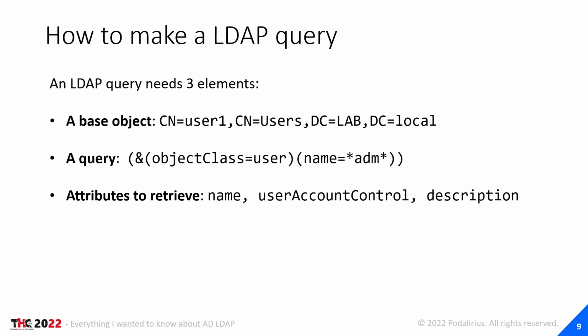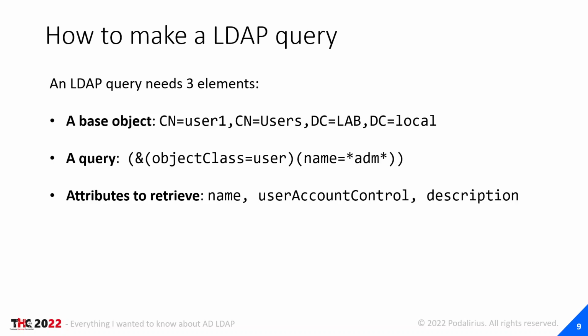And the third thing of an LDAP query is the attributes to retrieve. For example, name, user account control, description, or the wildcard. If you put just the character star, it will retrieve all the attributes of the object. It's very important because this attributes field allows you to select specific attributes of objects and, for example, narrow down the query to only the attributes you need and not be spammed with a lot of values that you really don't need.